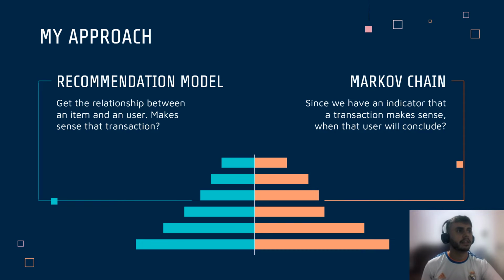Now with my valid data set created, I proposed a solution joining a recommendation model and a Markov chain. Recommendation models have to predict if a transaction in the submission file makes sense, and the Markov chain will tell us when that transaction will occur.